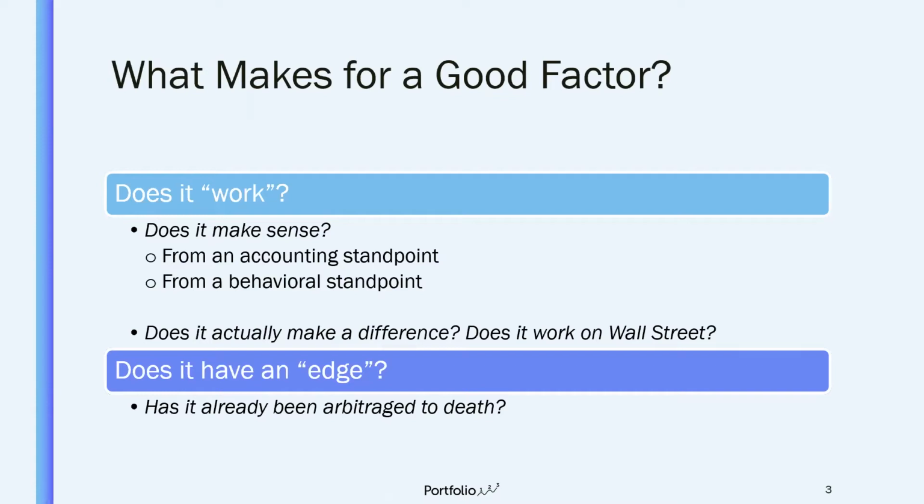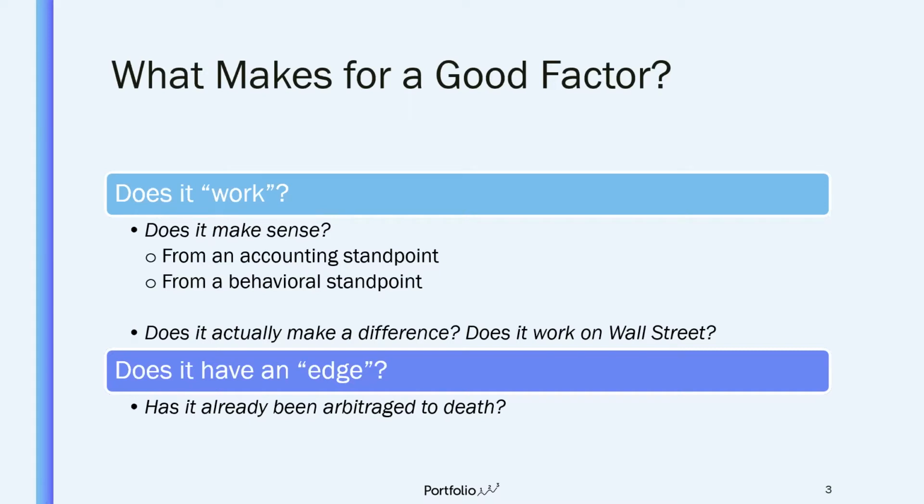And to answer that question, you need to employ backtesting, which I will get to later. The other big question is, does it have an edge, or has it already been arbitraged to death? Very common factors may not work as well as uncommon ones. Let me just explain what arbitrage is.